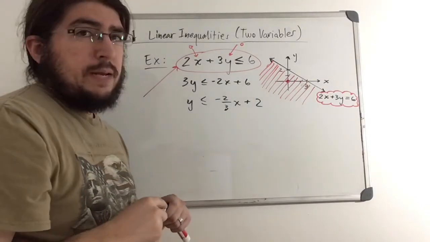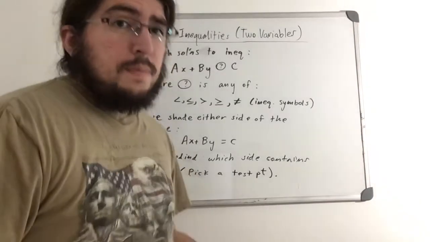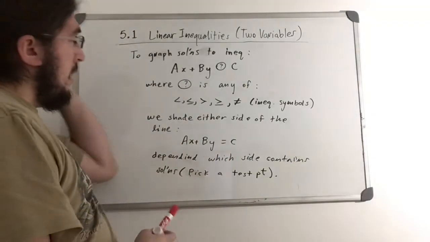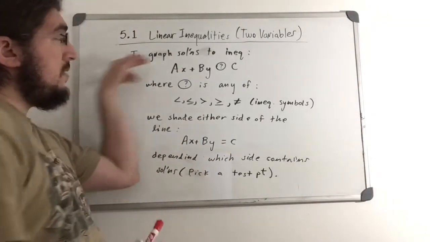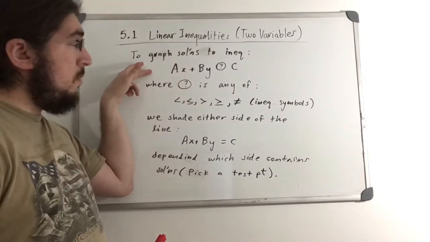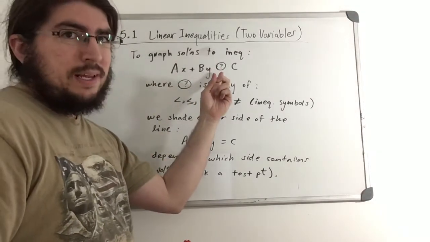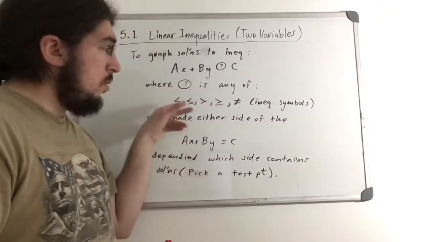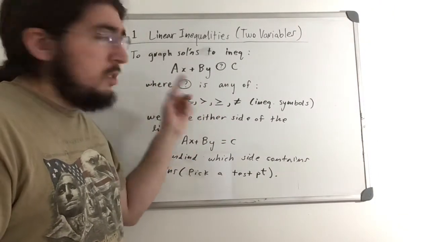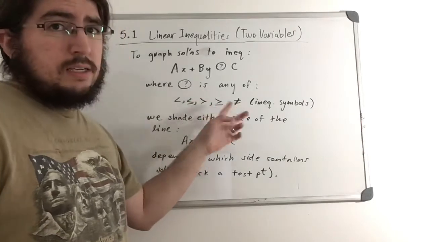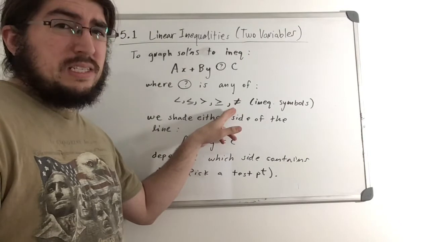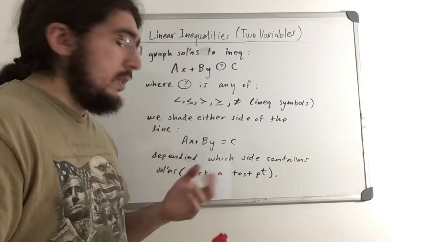Okay, we'll see some more examples right now. But before moving on to any next examples, I want to discuss the phenomenon I just spoke about. And I say the following. To graph solutions to the inequality ax plus by is something to c, where that something is any of these following inequality symbols, less than or equal to, greater than or equal to, or even straight up not equal to, which to be honest, we don't really see this at all, but it is a possible inequality.